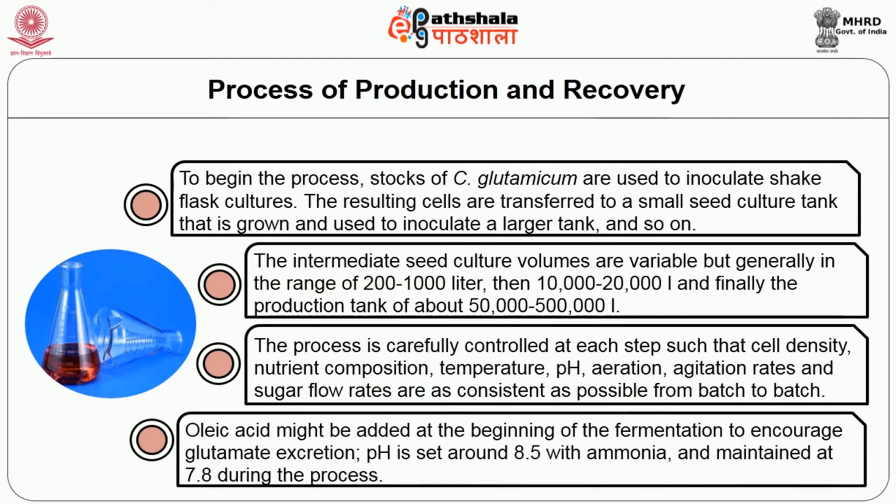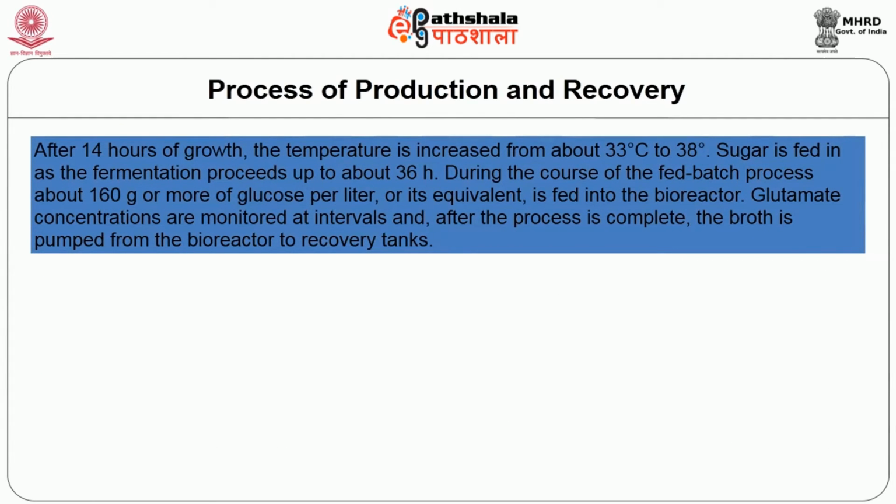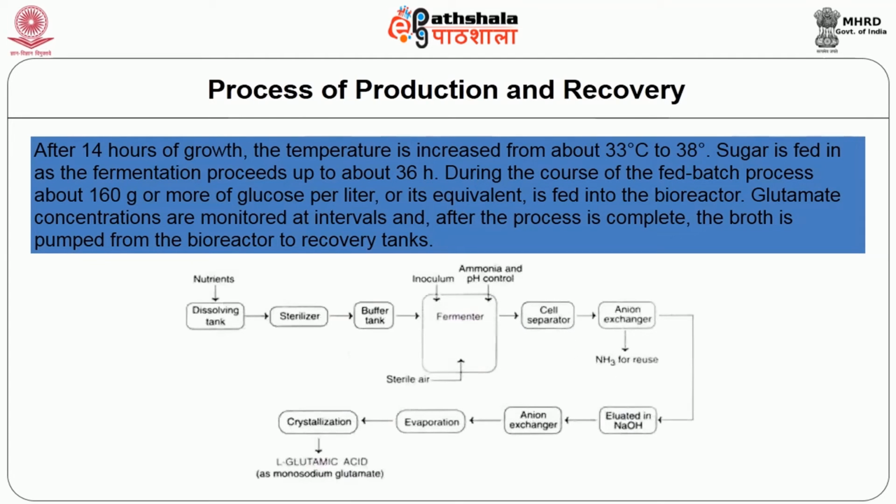Oleic acid might be added at the beginning of the fermentation to encourage glutamate excretion, and pH is adjusted to 8.5 with ammonia and maintained at 7.8 during the process. After 14 hours of growth, the temperature is increased from 33 degrees centigrade to 38 degrees centigrade. Sugar is fed in as the fermentation proceeds up to about 36 hours. During the course of the fed batch process, about 160 gram or more of glucose per liter or its equivalent is fed into the bioreactor. Glutamate concentrations are monitored at intervals, and after the process is complete, the broth is pumped from the bioreactor to recovery tanks. A schematic representation of a glutamic acid production plant is shown in the figure.